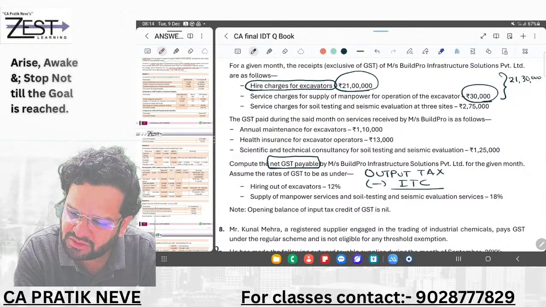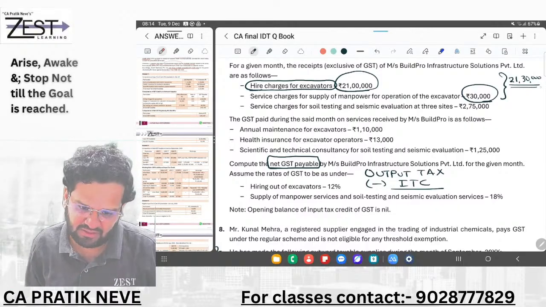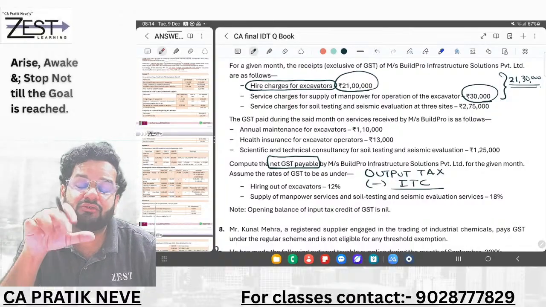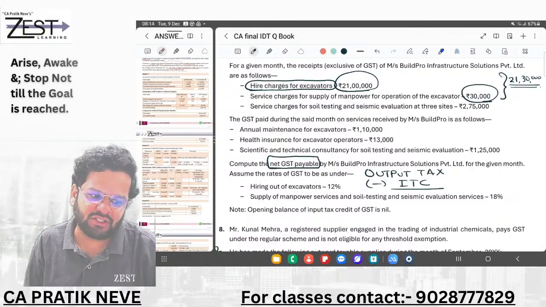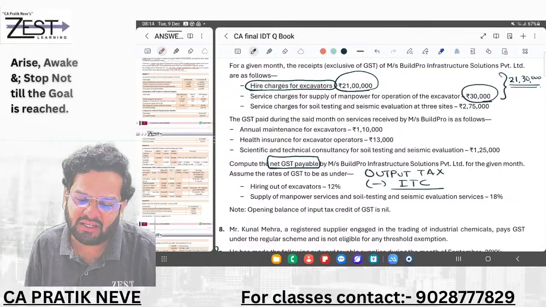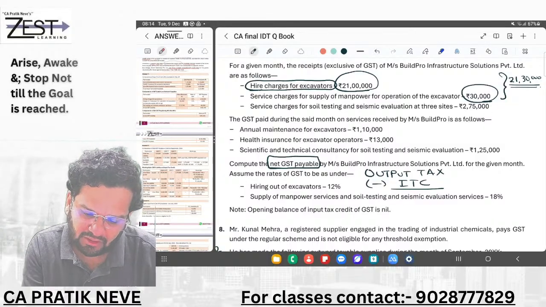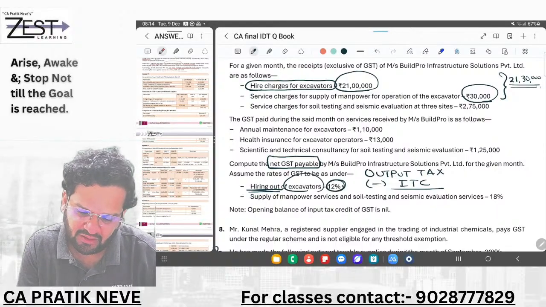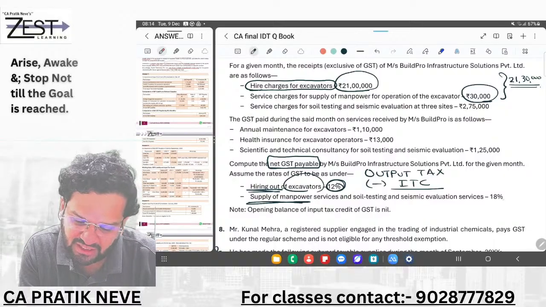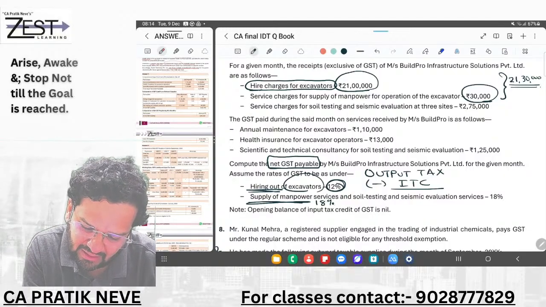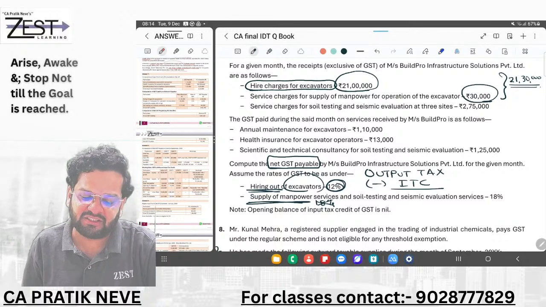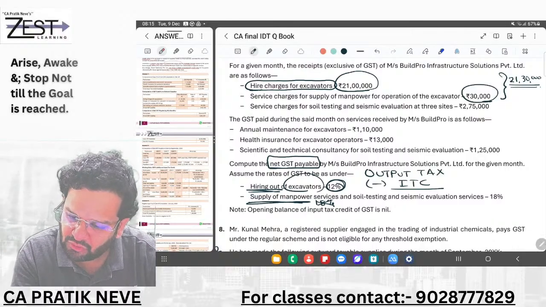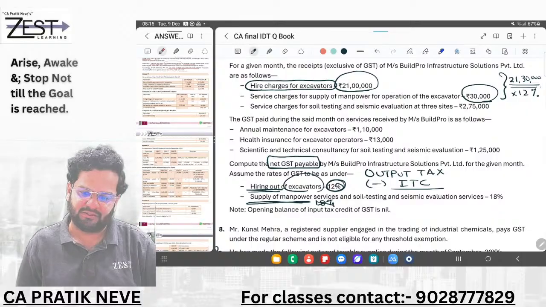21 lakh 30,000 is the total of these services. What is the GST on that? Find out. Now this is a mix. This is composite supply, in which principal supply is of hiring of excavators. So see, hiring out of excavators, GST is 12%. Supply of manpower, actually it is 18%, but here neglect that 18% because principal supply is hiring out of excavators. So on 21 lakh 30,000, calculate at 12%.